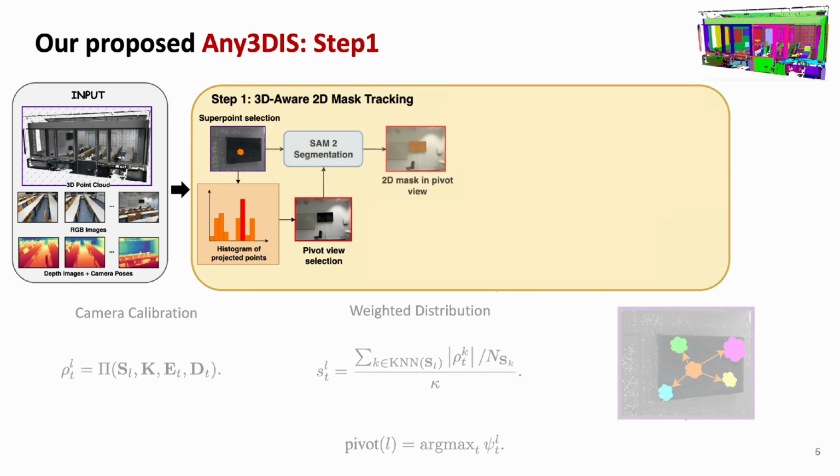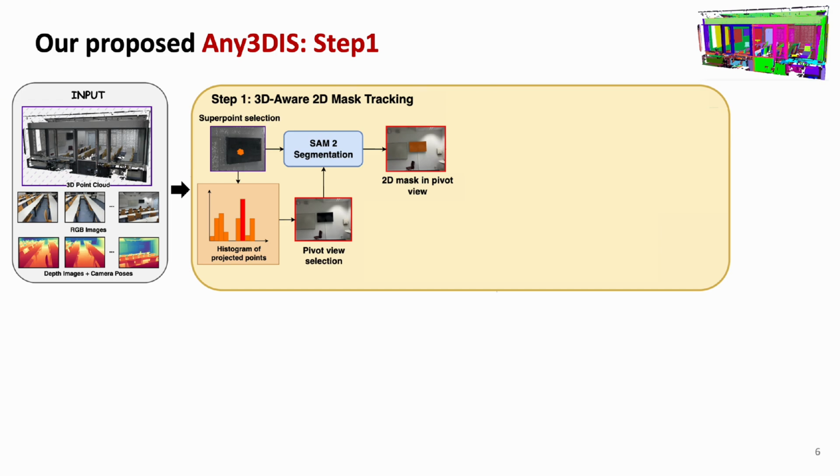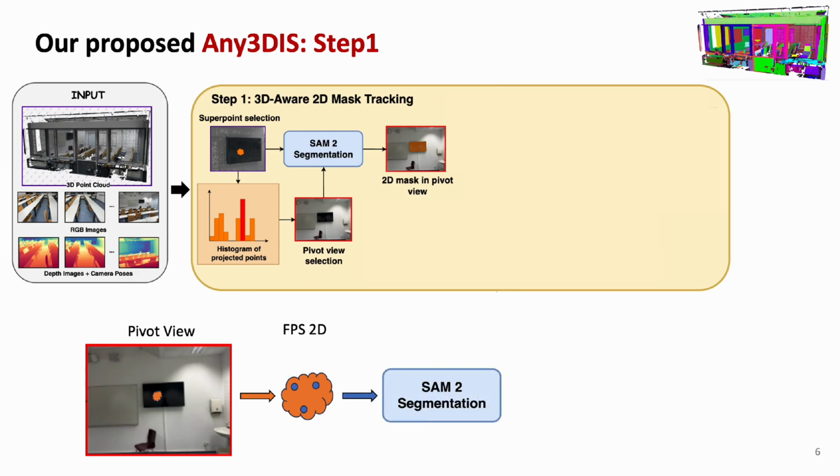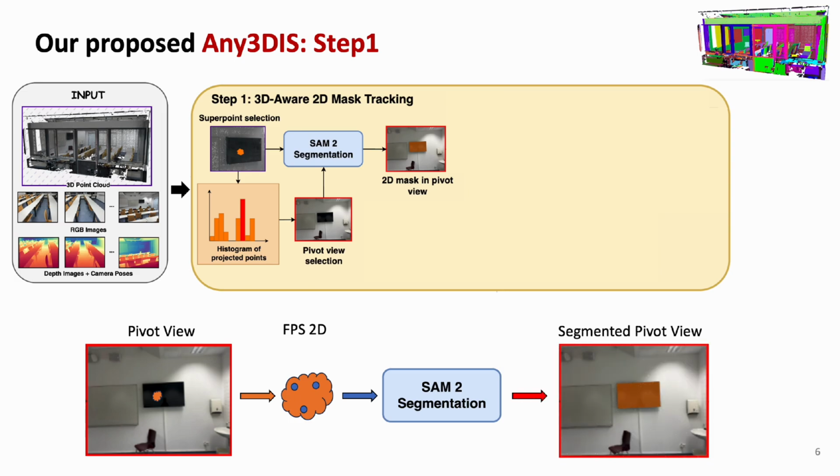We segment the pivot view using SAM2 with point-based prompts. The selected superpoint is projected onto the pivot view using camera calibration to identify its pixel region. We then apply furthest point sampling to select lambda representative pixels as prompts. SAM2 uses these to generate an accurate 2D segmentation mask of the object in its most visible view.